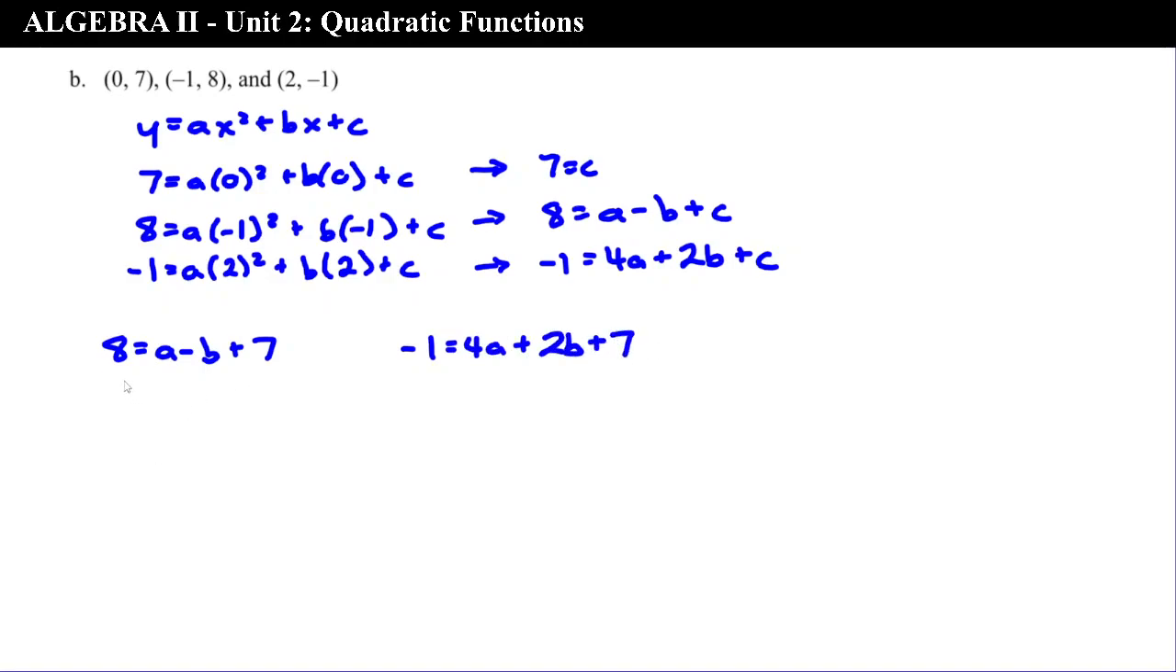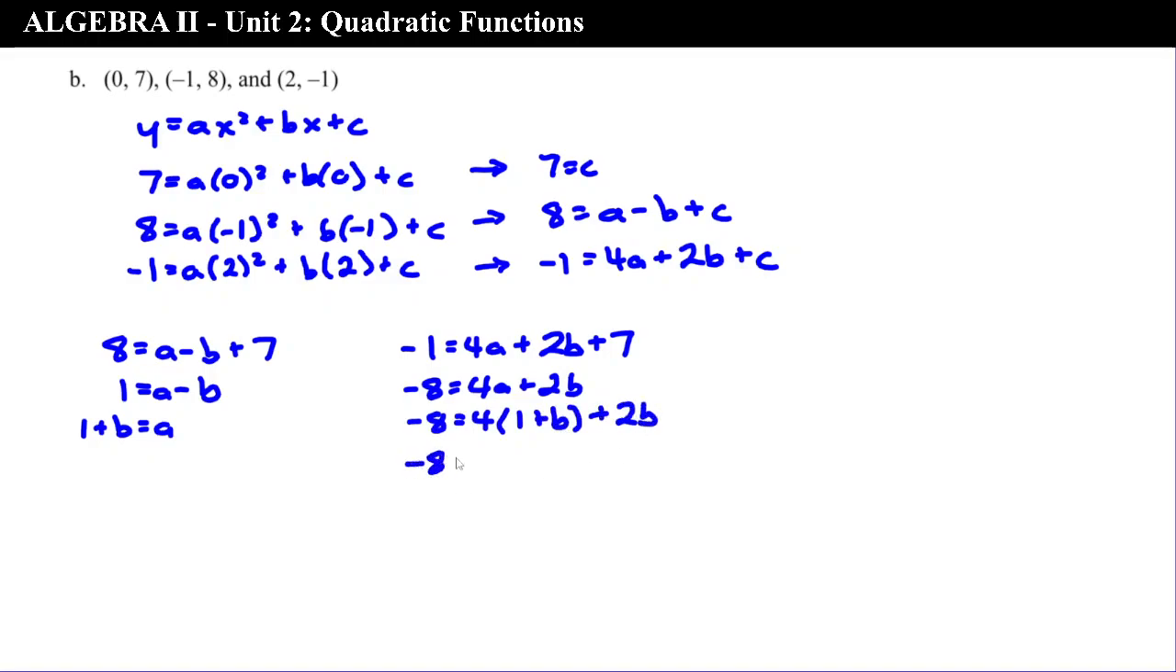Okay, so if we subtract 7 from each side, we get 1 equals a minus b. And let's go ahead and solve this for a. So we have 1 plus b equals a. All right, we subtract 7 from each side on this one. We get negative 8 equals 4a plus 2b. And then we have a is 1 plus b, so we're going to substitute that in. Negative 8 equals 4 times 1 plus b, plus 2b, which is 4 plus 4b plus 2b.